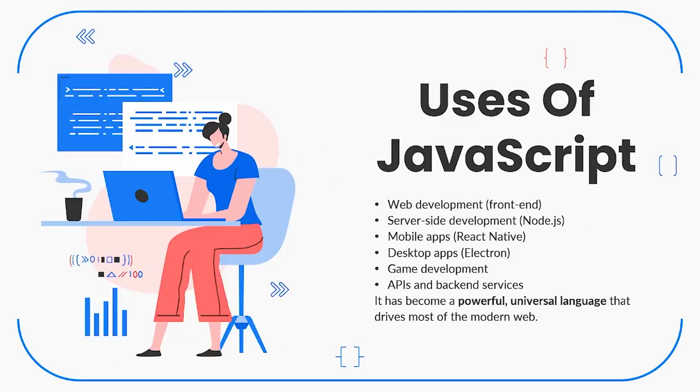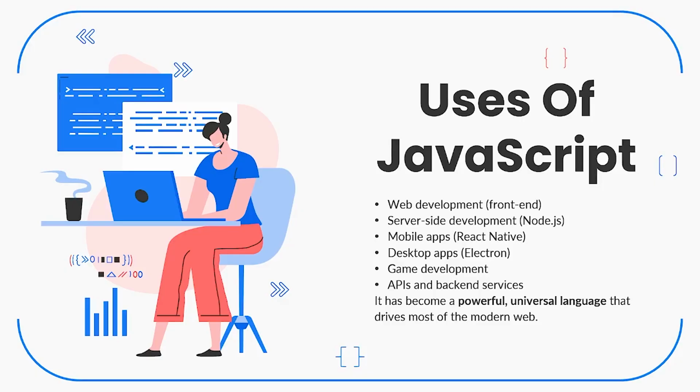So these are the uses of JavaScript. JavaScript is used for web development, whether front end or back end. And then it is a server-side development programming language. It is used for back end. So you can use Node.js or Express.js or any framework that supports back end.